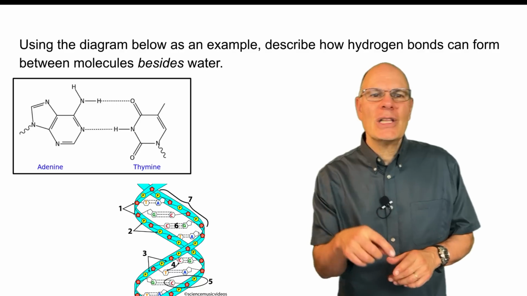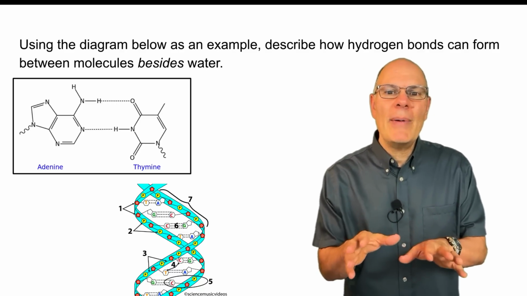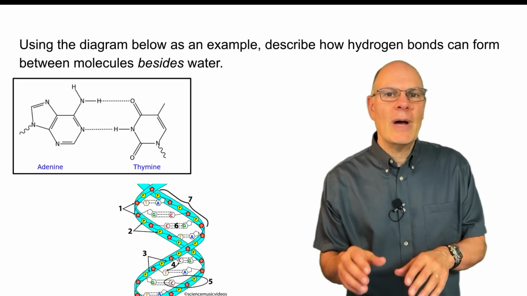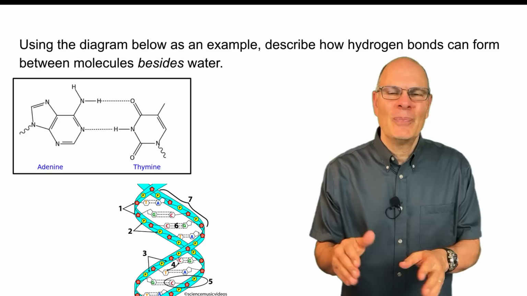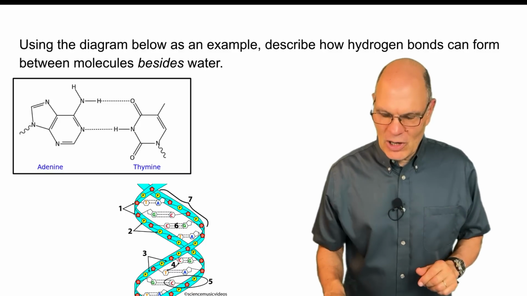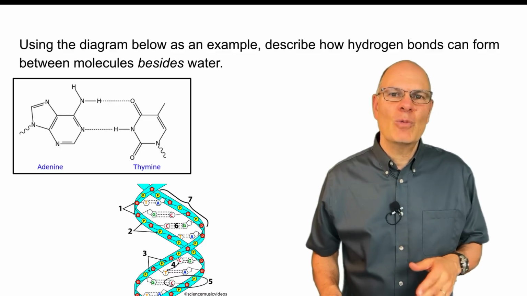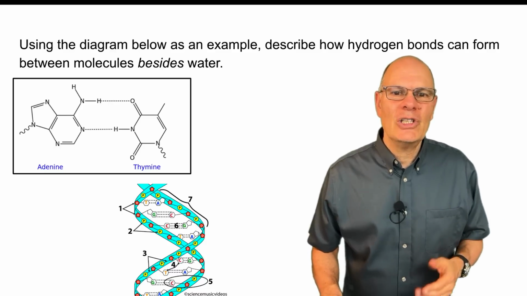Using the diagram below as an example, describe how hydrogen bonds can form between molecules besides water. The key idea is that hydrogen bonds are everywhere. They're not just within water. They're essential in biology in general.